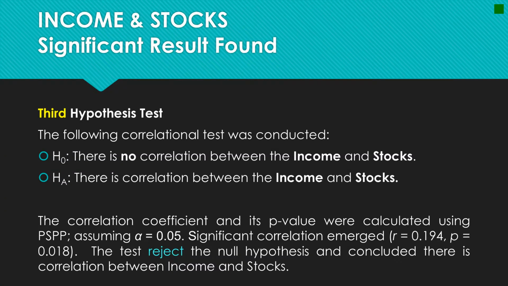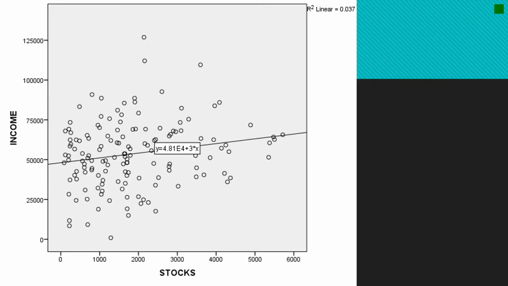Okay, the third hypothesis is about income and stocks. The null hypothesis is that there is no correlation between income and stocks, and the alternative hypothesis says there is a correlation between income and stocks. We again ran the PSPP software, moved to analyze, and then to bivariate correlation, where we found that the test rejects the null hypothesis and concludes there is a correlation between income and stocks. Why? Because the p-value is less than 0.05, so we reject the null hypothesis. You can see the scatter plot here. The bubbles are again not nearby to the line, as has been discussed before.